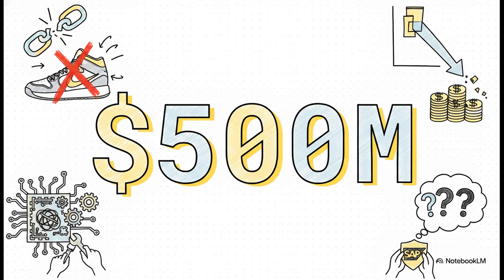Ultimately, Nike had to spend an additional $500 million just to rectify the problems and eventually transition to a more robust SAP system. The total cost of poor planning and technical misalignment approached $1 billion.